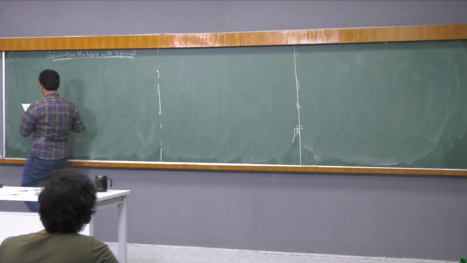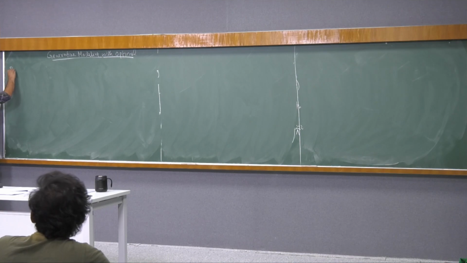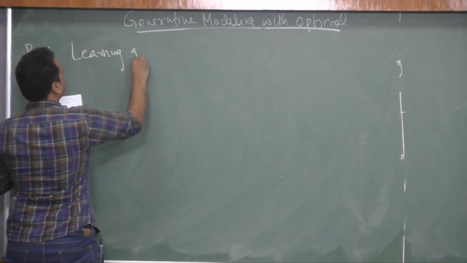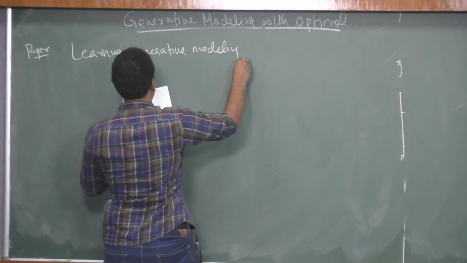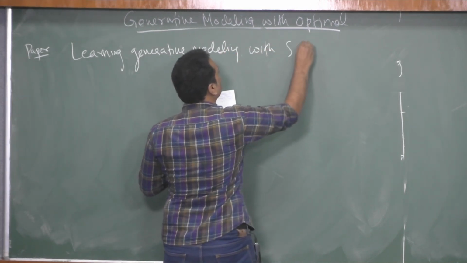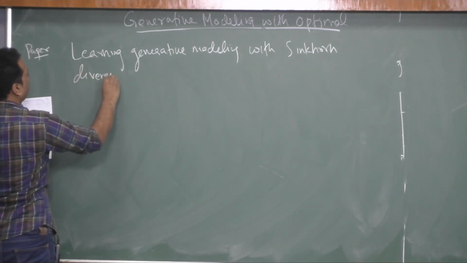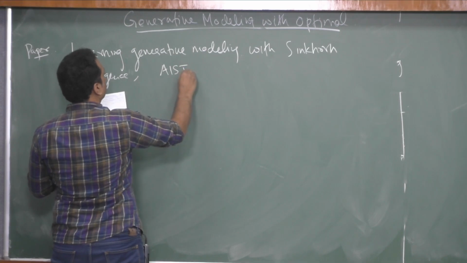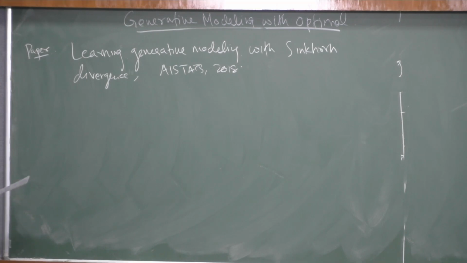So now we'll look into generative modeling, and the paper is Learning Generative Modeling with Sinkhorn Divergence, AI Stats 2018. These are not too old, okay? Only 4 years old. So let us build a generative model.